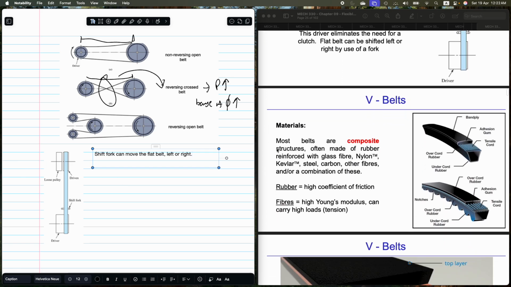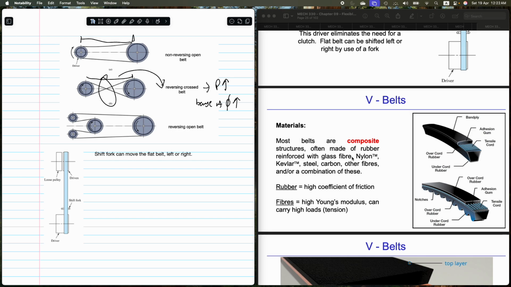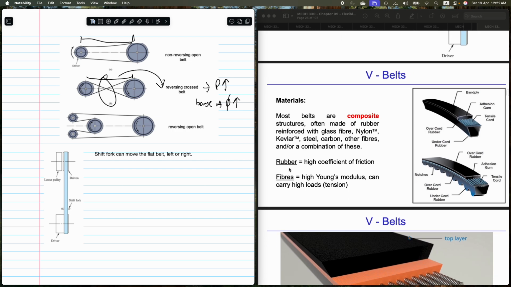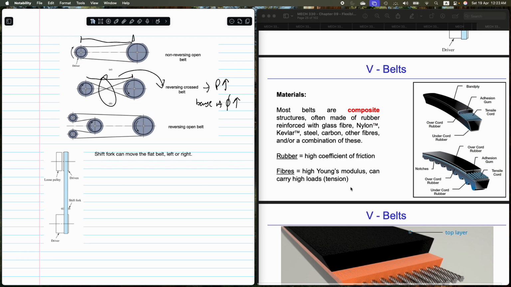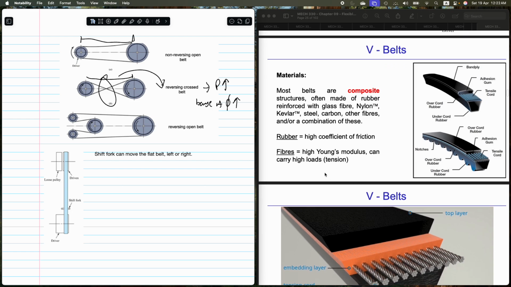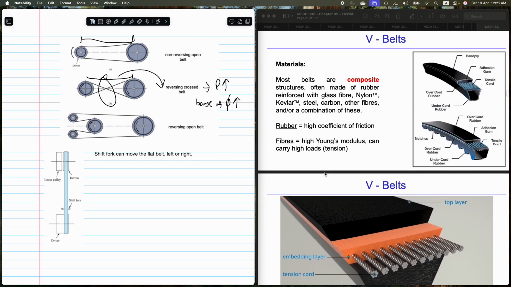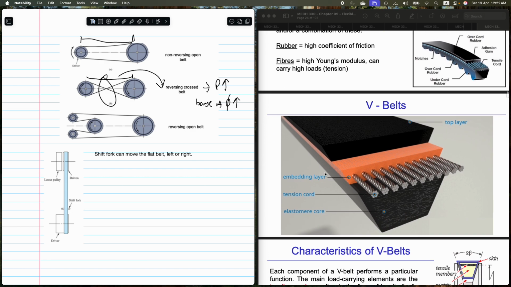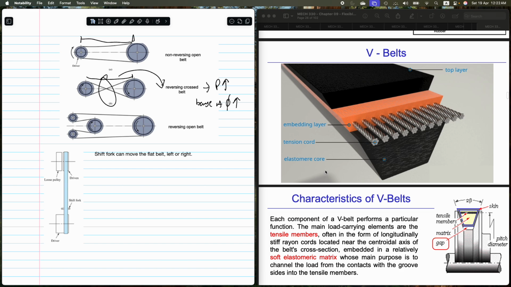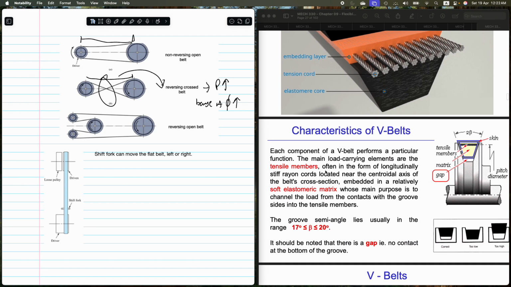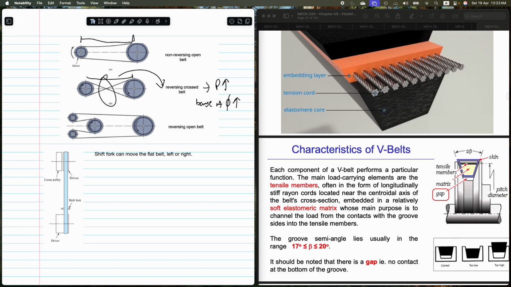Okay, now we have V-belts. V-belts are composite structures made out of nylon, rubber, reinforced nylon, rubber, high coefficient friction fibers, and can carry high loads. Okay, so is this something that I need to write down? I don't think so. I think that's fine. Each component of the V-belt performs a particular function. The main load carrying components are the tensile members. So I'm guessing these tensile cords there.